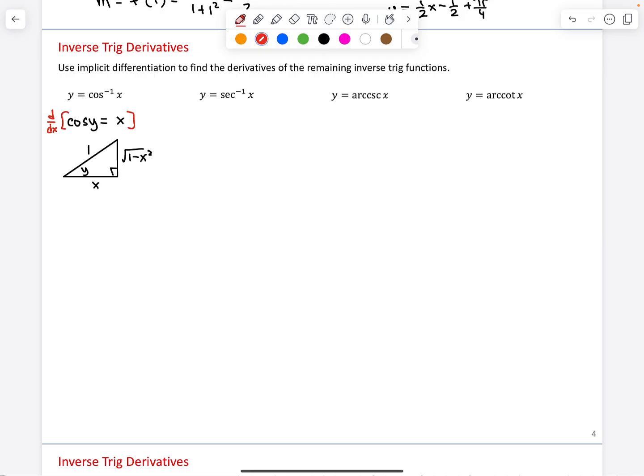Now I'll differentiate both sides with respect to x. The derivative of cosine is negative sine of y times y prime is equal to, and the derivative of x with respect to x is 1. So y prime is equal to negative 1 over sine y. Well, the sine of y is opposite over hypotenuse. So the sine of y is simply the square root of 1 minus x squared.